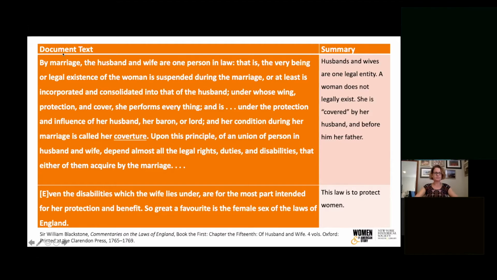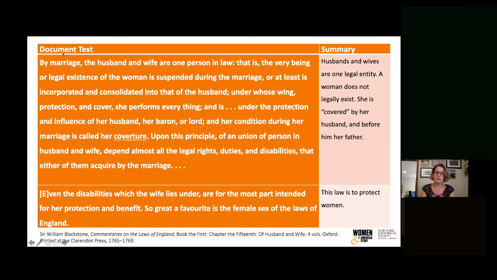By marriage, the husband and wife are one person in law. That is, the very being or legal existence of the woman is suspended during the marriage, or at least is incorporated and consolidated into that of the husband, under whose wing, protection, and cover she performs everything, and is, under the protection and influence of her husband, her baron or lord, and her condition during her marriage is called her coverture. Upon this principle of a union of person in husband and wife depend almost all the legal rights, duties, and disabilities that either of them acquire by the marriage.